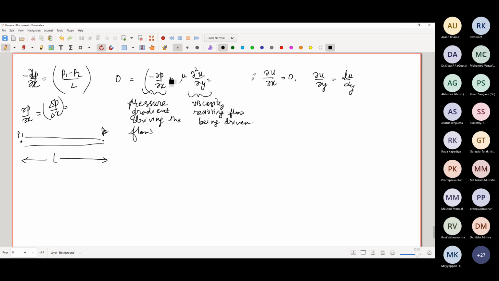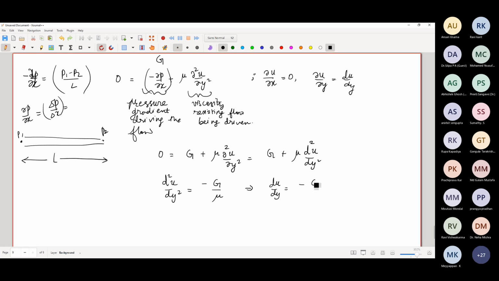So this is like a constant. Let this constant be G. So we have 0 equal to G plus mu del 2 u del y2. Let us solve this differential equation. We have d2u dy2 is equal to minus G over mu. We can integrate this once and obtain du dy is equal to minus Gy over mu plus a constant.